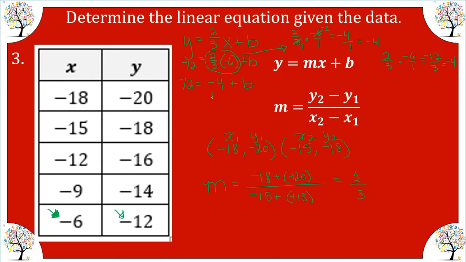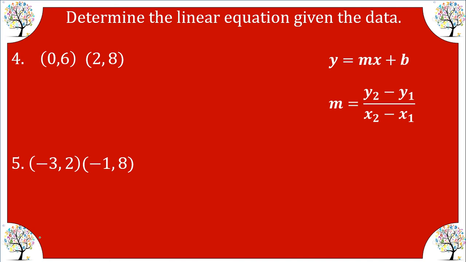Now we're solving for b, so I'm going to add 4. And my b value is -8. My m is 2 over 3, so we can put that together. Y equals 2 over 3x minus 8. And that's our linear equation.